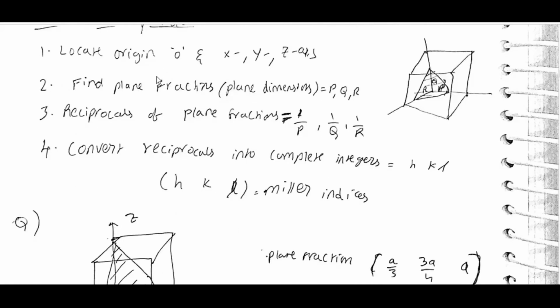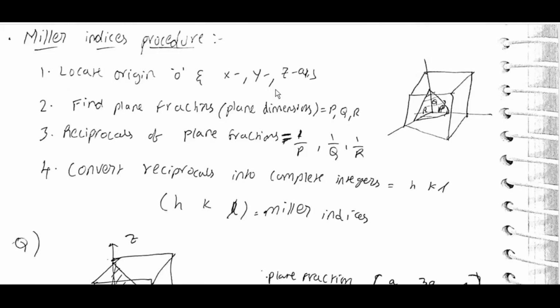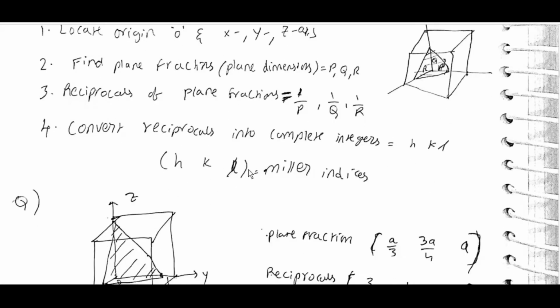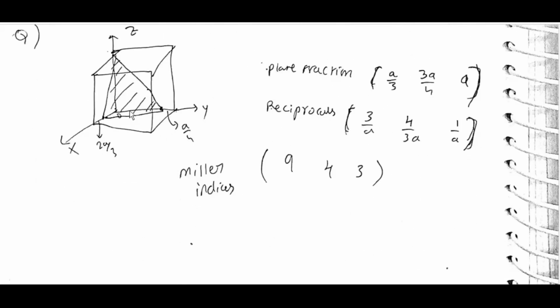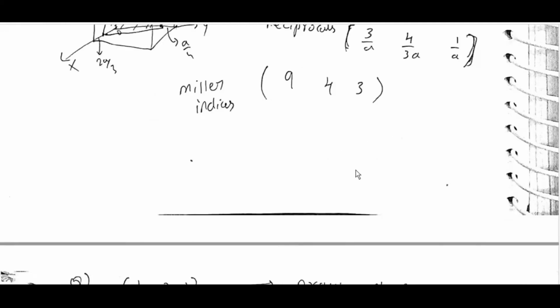Miller indices procedure: locate the origin O and the x, y, z axes. Find the plane fractions, the plane intercepts p, q, r. Take reciprocals of the plane fractions: 1 by p, 1 by q, 1 by r. Convert the reciprocals into complete integers h k l, which are the Miller indices. To find this plane, first find the plane fractions: a by 3, 3a by 4, a. Reciprocals: 3 by a, 4 by 3a, 1 by a. Multiply by 3a, and the Miller indices are 9, 4, 3.